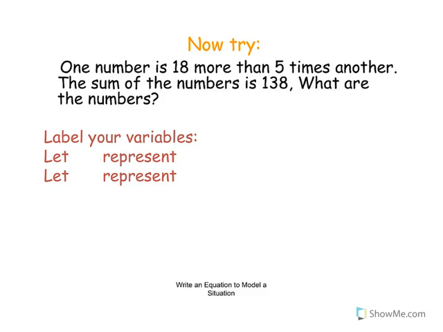All right, guys, that's your now try. I think that's a pretty straightforward one. One number is 18 more than 5 times the other one, and the sum of those two is 138. So you're going to pause it now. And then we'll come back and work through it.